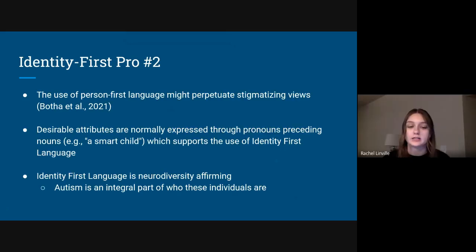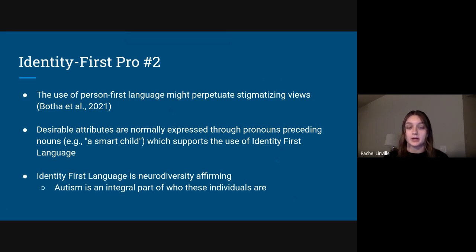So the language we use has implications on the social perception of a topic. Botha et al. did a study that argues that person-first language is typically used to signify an illness or a pathology, such as a person with cancer. This perpetuates stigmatizing views that autism is something negative or something that needs to be cured. In contrast, desirable attributes are commonly expressed before the noun. For example, we would say a smart child. This comparison supports the use of identity-first language, such as saying an autistic person.